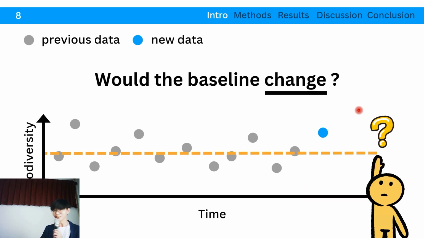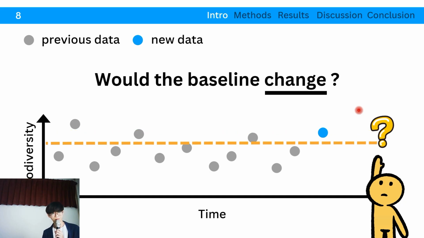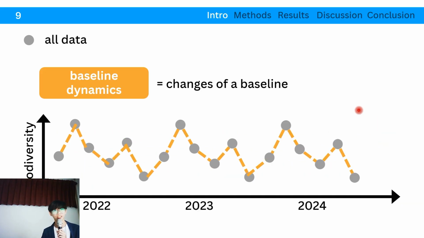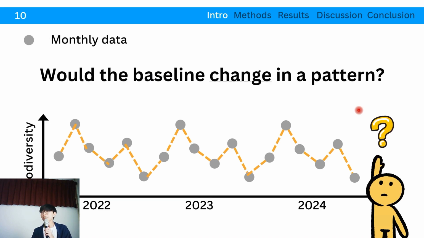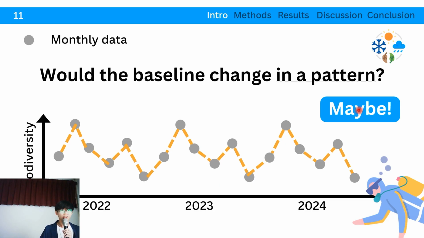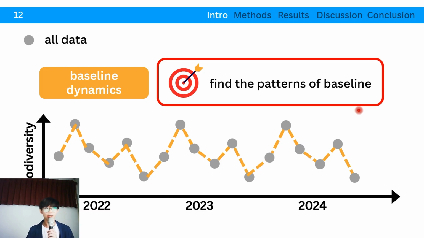So the kid asked another question: would the baseline change? We have so many data, do they change a lot? Yes, it can change. That is what we call baseline dynamics. It means the changes of a baseline. But do they change in a pattern? We know that there are seasons, there are days and nights. So if we get data, do they show patterns? Maybe. We may find patterns in the baselines, but not always, because there are other huge events happening in our environment. So in baseline dynamics studies, our goal is to find the patterns of the baseline.